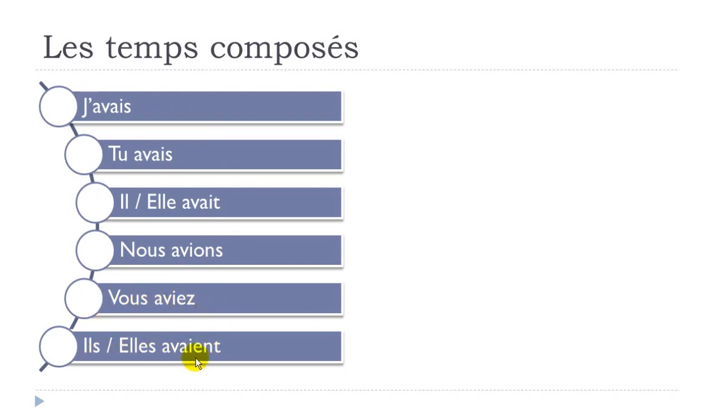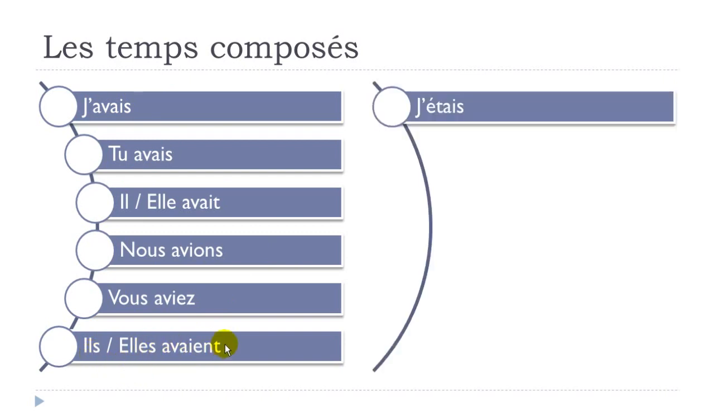Ils avaient, so look here, E-N-T, you write them, you don't pronounce them. So you get phonetically, avait, exactly the same thing that we had here, here, and here. Okay, so it's exactly the same thing that you will pronounce. But then here you make the liaison. Ils avaient, elles avaient. Okay, let's see how être goes.